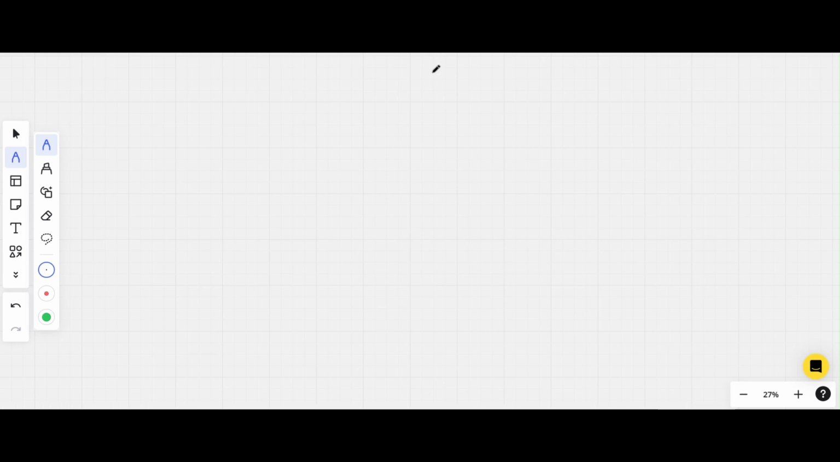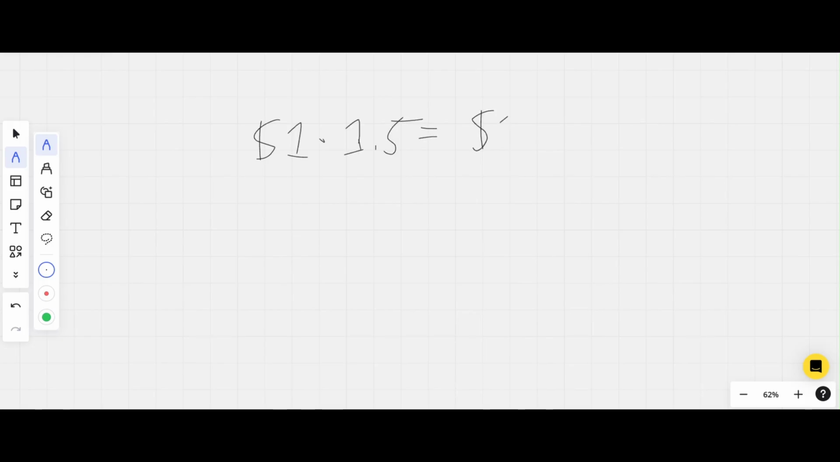Compound interest is basically when I start off with some amount of money, say $1. If I compound that, then I multiply it by some interest rate. So if it's 50%, then I multiply by 1.5, and I get $1.50. Then I compound this again, multiply again by 1.5, and I get 2.25, and I keep doing this. So this is basically the concept of compounding money.